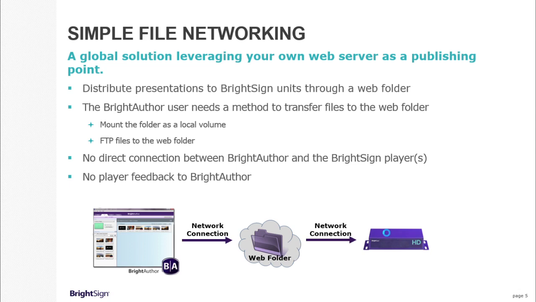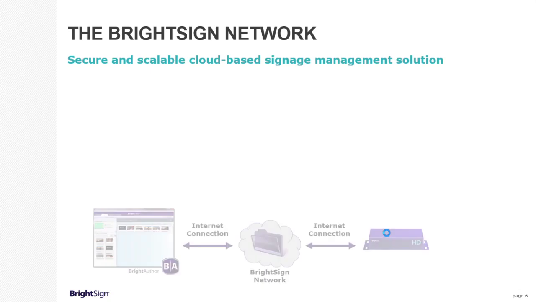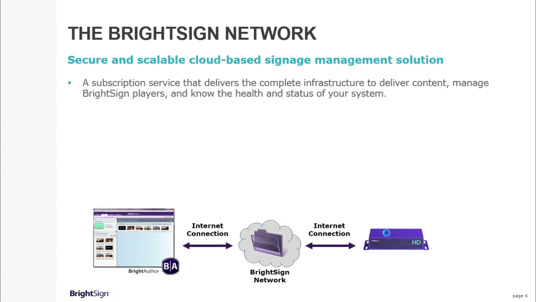And then finally, publishing via the BrightSign network. This is a scalable service that we operate up in the cloud to allow BrightSign players to receive content and schedules from BrightAuthor no matter where they are in the world. The BrightSign network steps in here where I had originally shown a web server. Instead, this is a group of servers that we manage up in the public internet. So on the BrightAuthor side, you'll need a connection to the internet, and on the BrightSign player side, you'll need a connection to the internet, but that's all you'll need. Everything takes place via the BrightSign service.